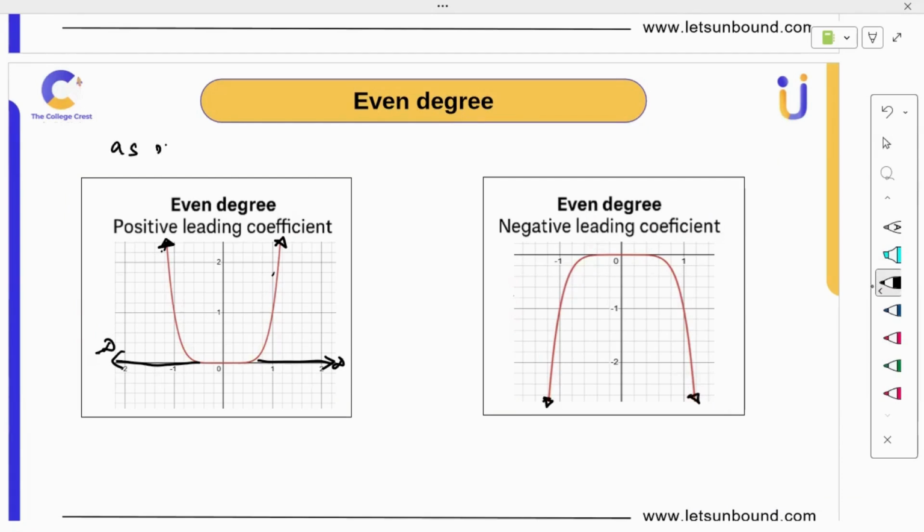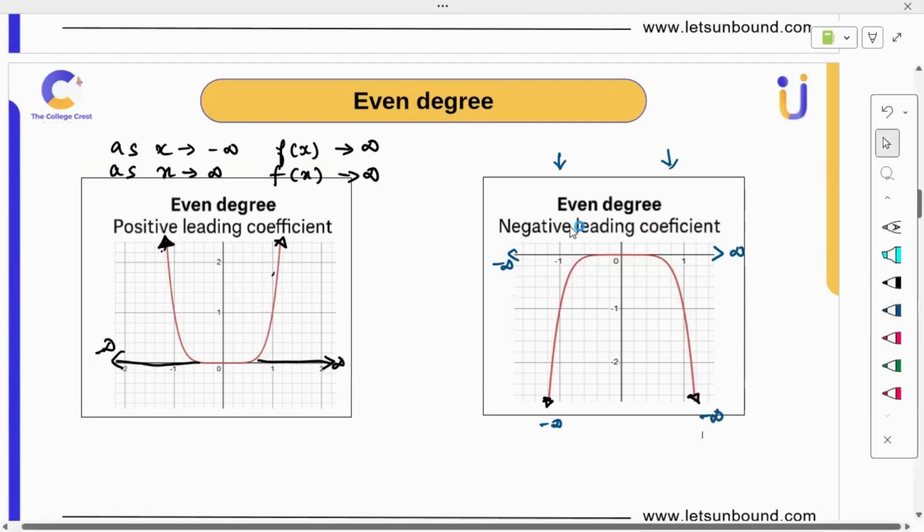So how should I write this? As x tends to negative infinity, f of x tends to positive infinity, because it's moving up and up. And as x tends to positive infinity, f of x still goes up. This is the way we have to write it. For an even degree with a negative coefficient, both ends look down: as x tends to negative infinity, f of x goes to negative infinity, and as x tends to positive infinity, f of x also goes to negative infinity. So basically, an even degree means both ends have the same behavior: positive infinity if the leading coefficient is positive, negative infinity if it's negative. That's simple to memorize.